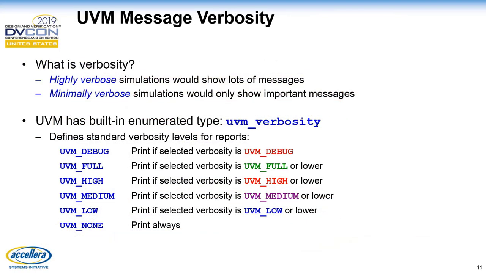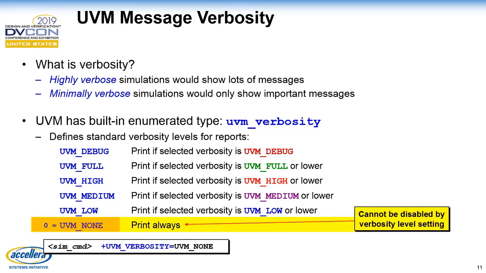Okay, what about verbosity? What does verbosity mean? Well, highly verbose simulations would show lots of messages. Minimally verbose simulations would only show a few important messages. And UVM has a built-in verbosity enumerated type, and it is defined as follows. And so if you ask for a UVM_NONE verbosity, that's an integer value of 0. And that'll print all the time. You typically just don't have a way of overriding that. You can, but not from the command line.